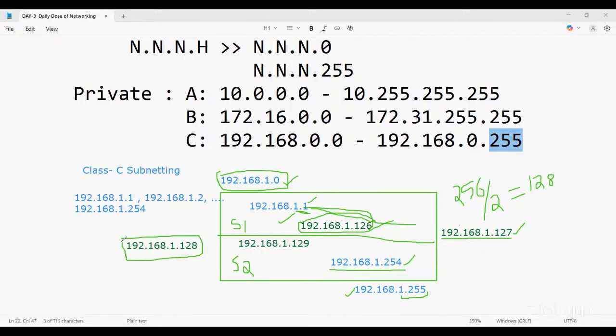Okay, so that is how you will subdivide the network. So now we have to practice the same thing accordingly. How you will be calculating the network and broadcast ID in this case. So let's say, I'll be just removing the screen annotations.